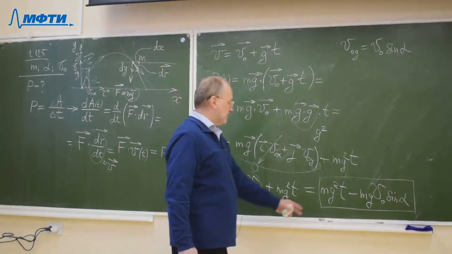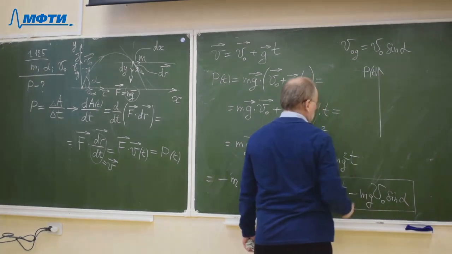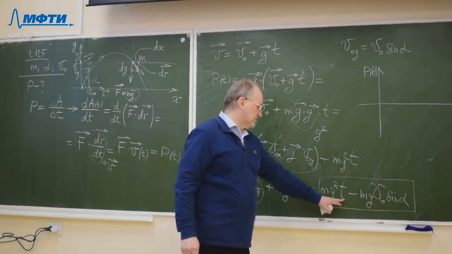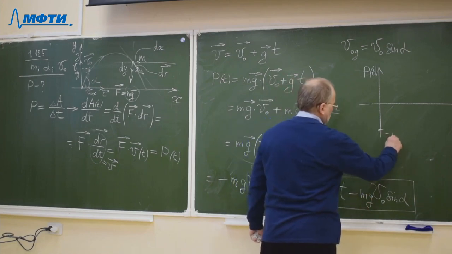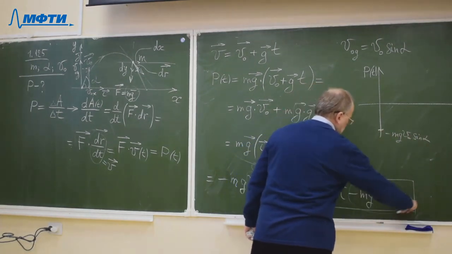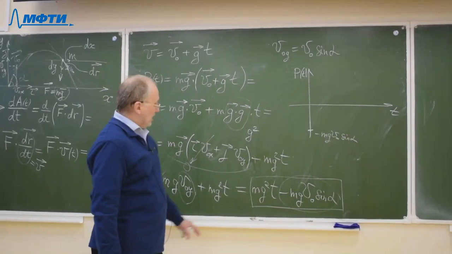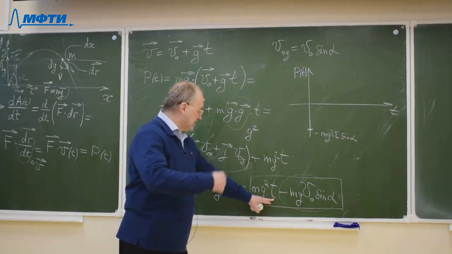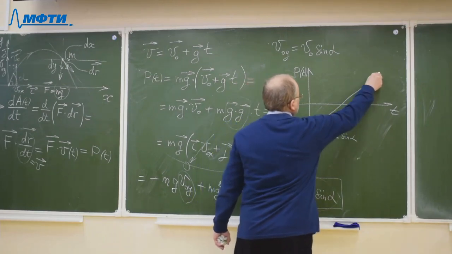We arrived at this final formula, and we can draw a graph to show this function of power as a function of time. At the initial moment, when time is zero, we start from some negative value, which is minus m g v zero sine alpha, some negative initial value for this quantity. And then as time increases, the first term will increase and it's positive.